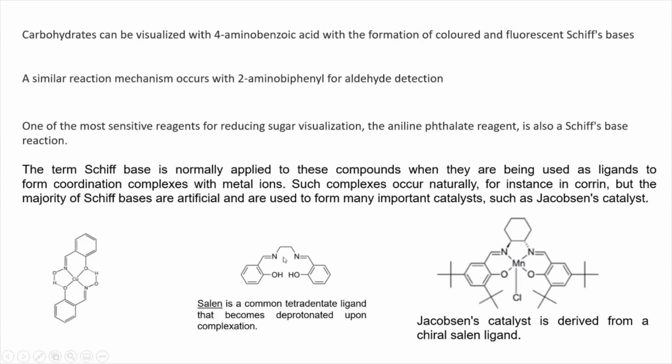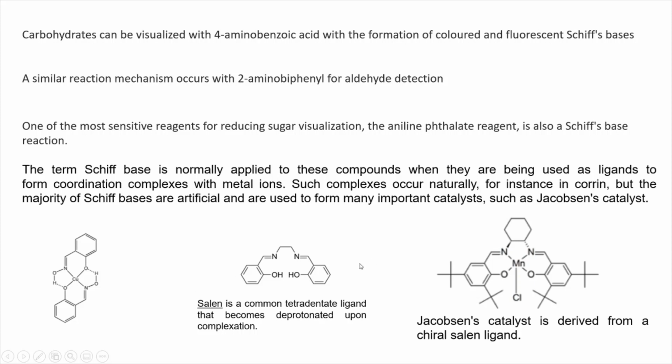This middle molecule is called salen. You can clearly see it can be formed from two molecules of 2-hydroxybenzaldehyde and a diamine. So it is forming the Schiff base here, a di-Schiff base, and these molecules are normally called salen, and they are used as a tetradentate ligand that becomes deprotonated upon complexation. Using this, you can see one copper complex with this salen, and another is Jacobsen's catalyst made from this salen. This is also a Schiff base.